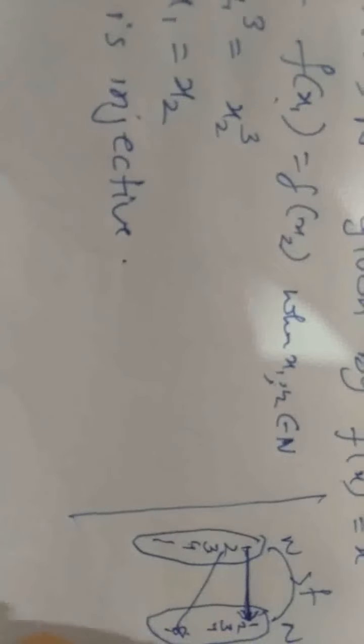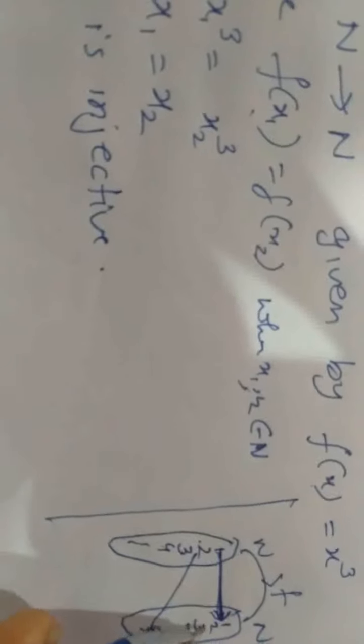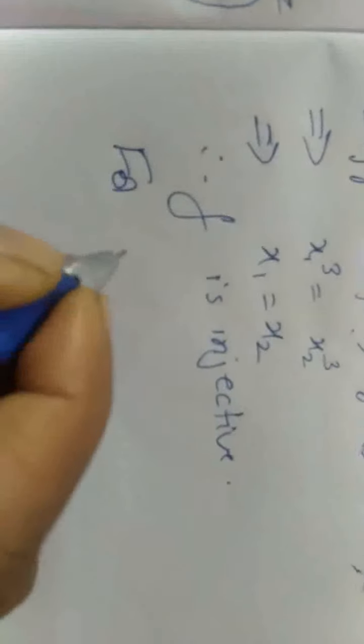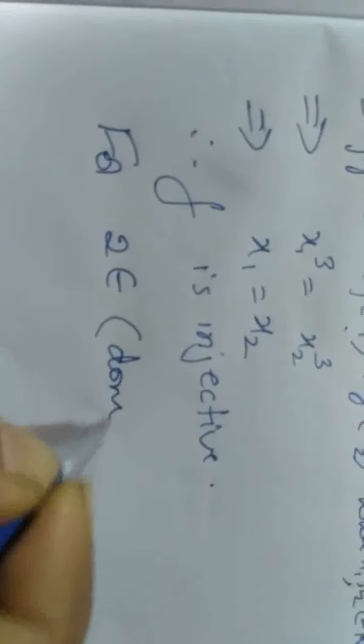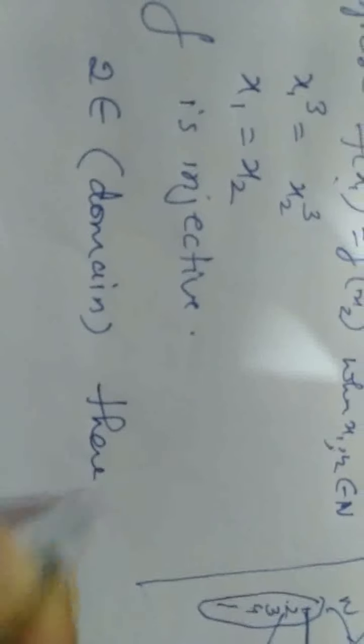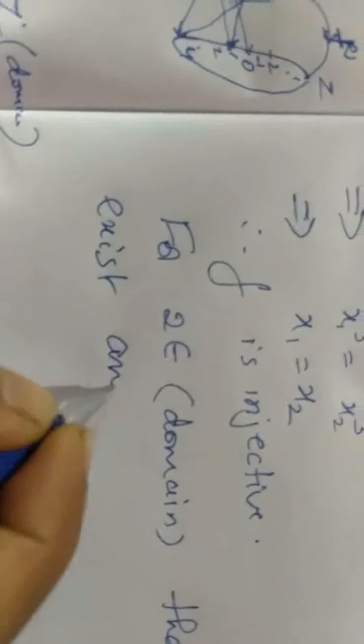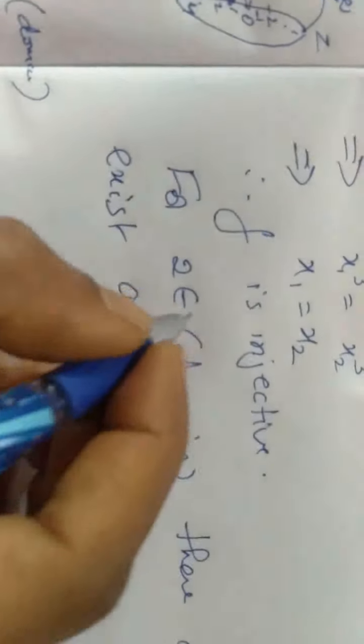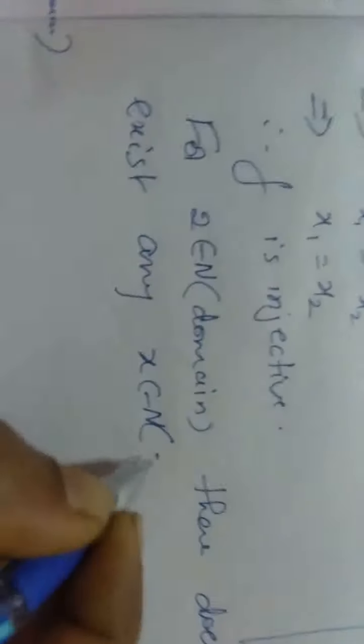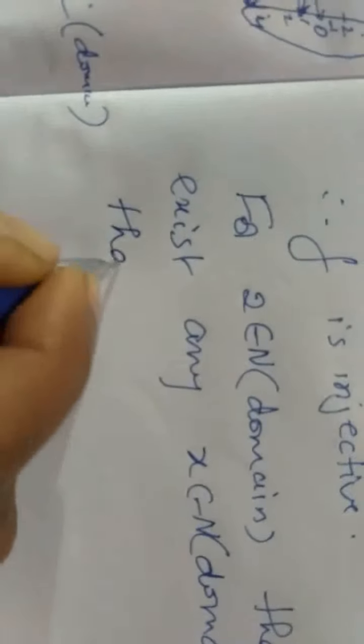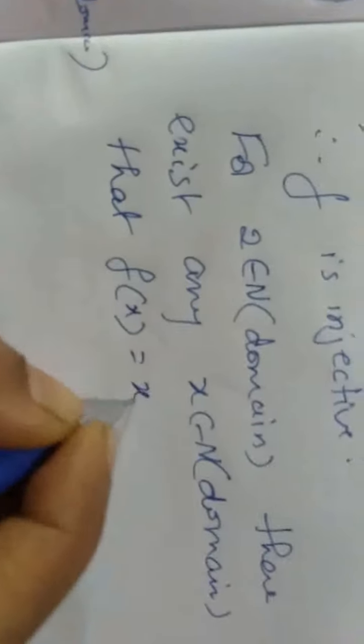Next, similar to the previous one, here you will get infinitely many elements in the codomain that are not the images of any element of your domain. For example, 2 is not the image of any element of your domain. Write the answer similar to the previous one. For 2 belonging to the codomain, there does not exist any x belonging to N, your domain, such that f of x is equal to x cube is equal to 2. Therefore, it is not surjective.